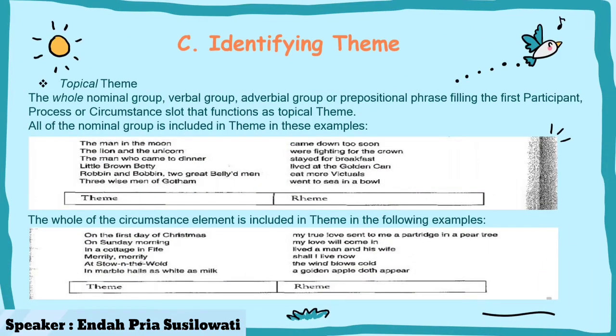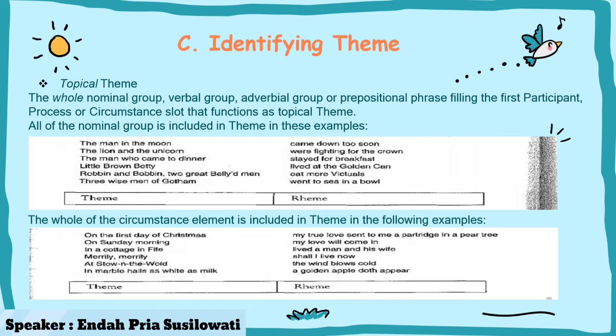Identifying dim. We have topical dim, textual dim, and interpersonal dim. Topical dim: the whole nominal group, verbal group, adverbial group, or prepositional phrase filling the first participant, process or circumstance slot functions as a topical dim.